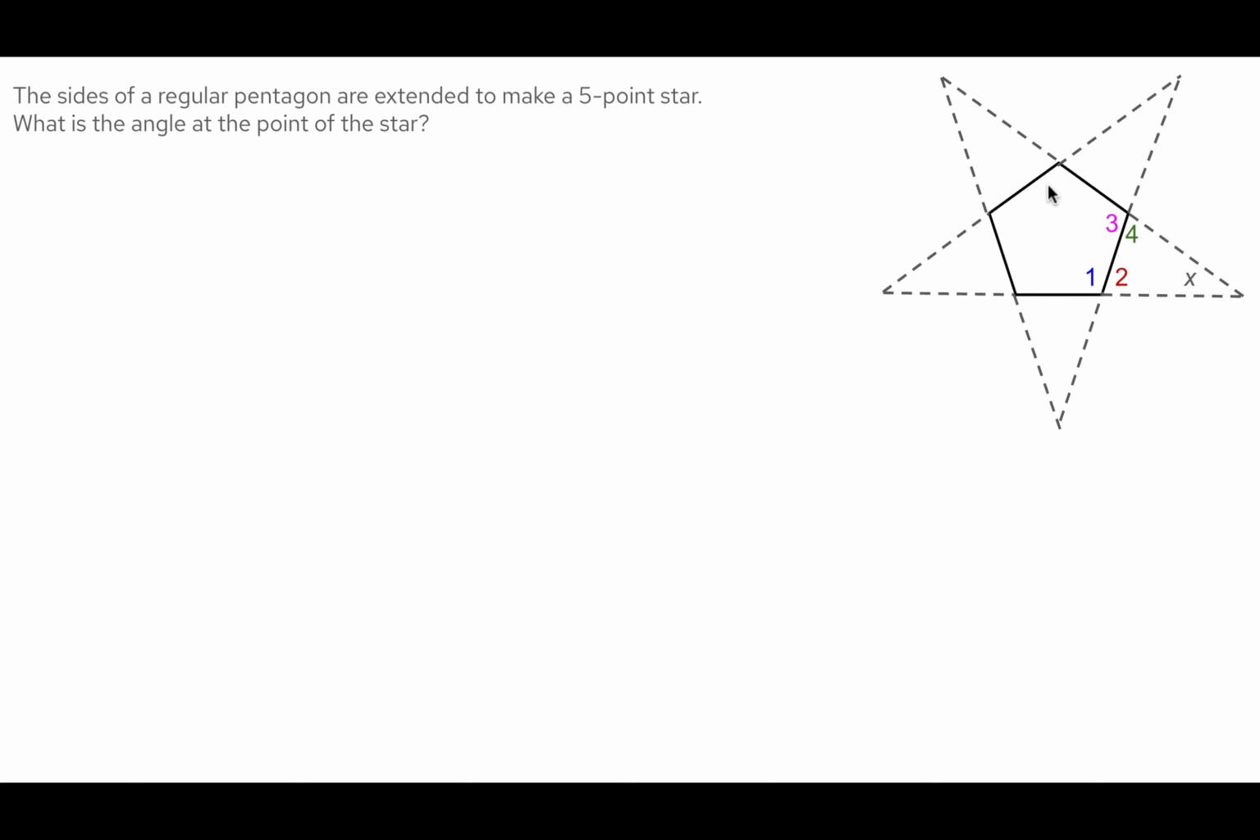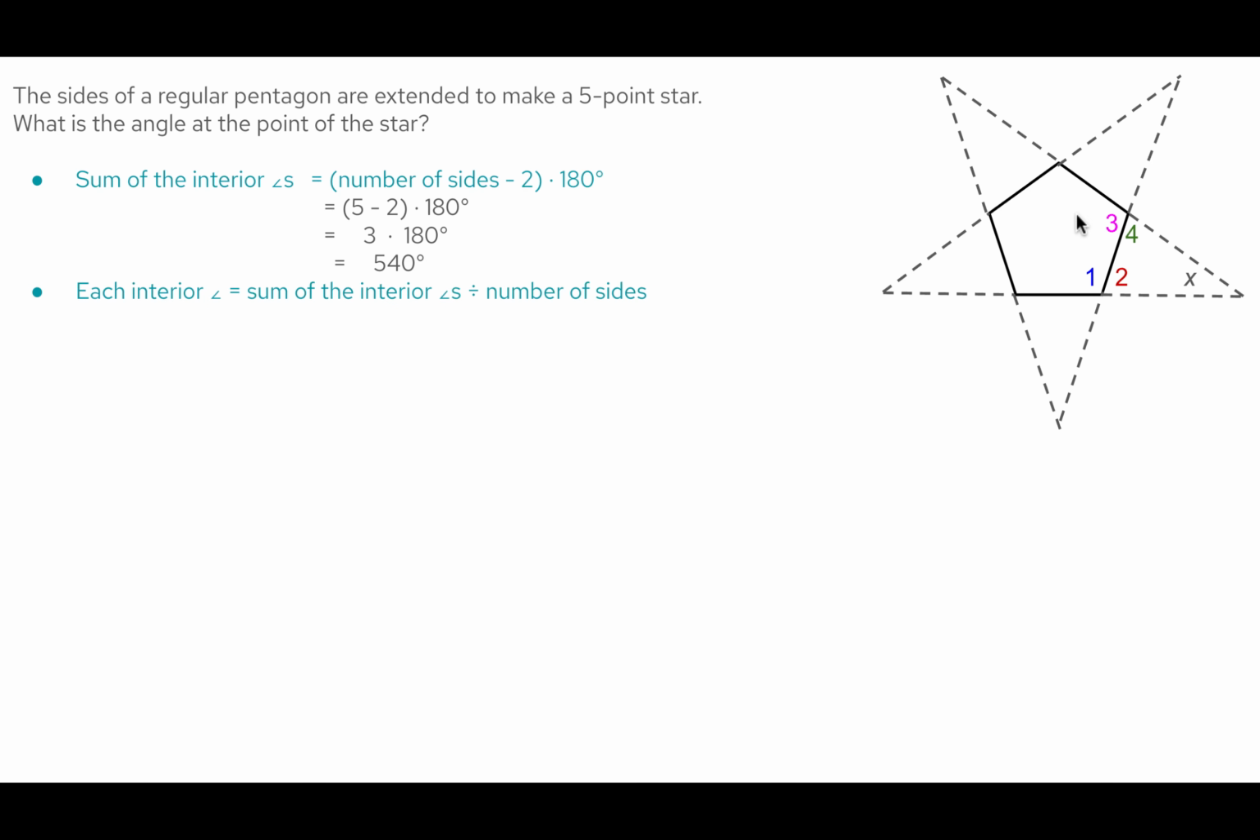Okay, let's look at this one. This is a pentagon, and it looks like it's extended to make a 5-pointed star. And what I want to know is what's the angle here at the point of the star? So what do I know? I know that the sum of the interior angles equals the number of sides minus 2 multiplied by 180 degrees. So let's look at this pentagon. The pentagon has 5 sides, so 5 minus 2 is 3, multiplied by 180 degrees is 540 degrees. So that means the sum of all these interior angles is 540 degrees.